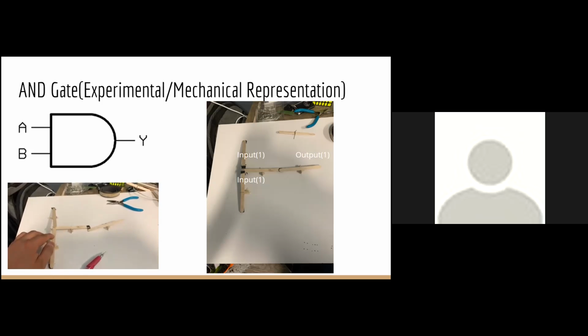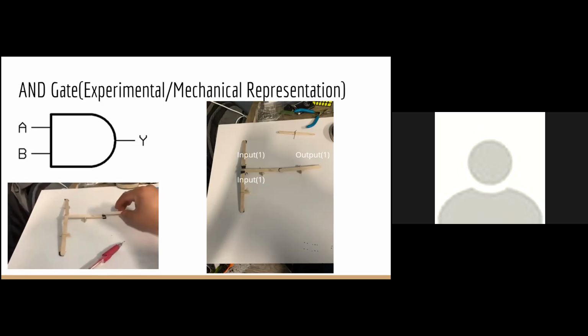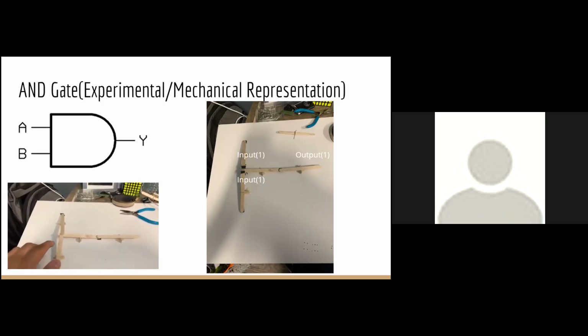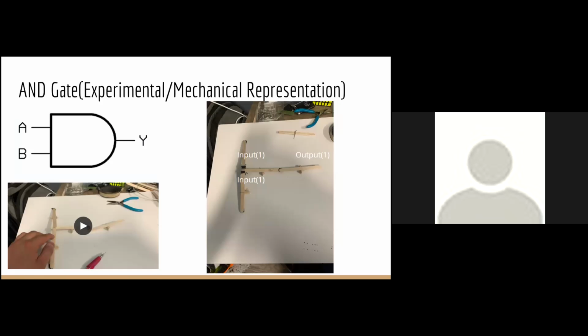And the inputs are 1 in the picture, but when you push down on it, the inputs become 0, so then the output becomes 0. Yeah, and in the video it breaks, but it does.